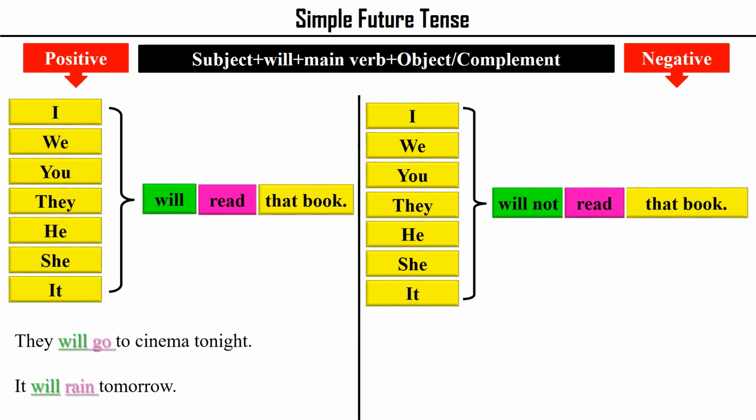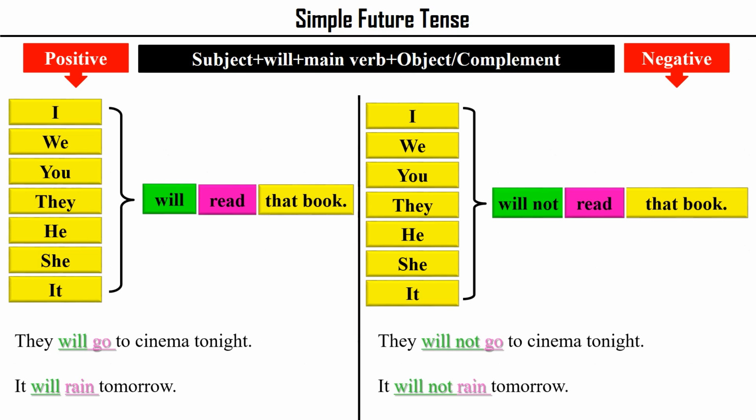I will not read that book. We will not read that book. You will not read that book. They will not read that book. He will not read that book. She will not read that book. And it will not read that book. They will not go to cinema tonight is the negative form of they will go to cinema tonight. It will not rain tomorrow is the negative form of it will rain tomorrow.